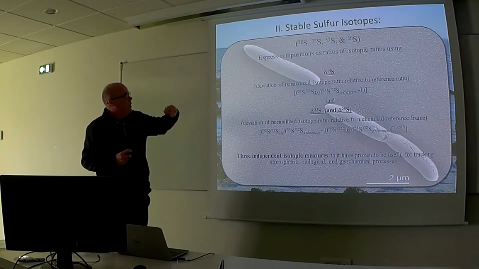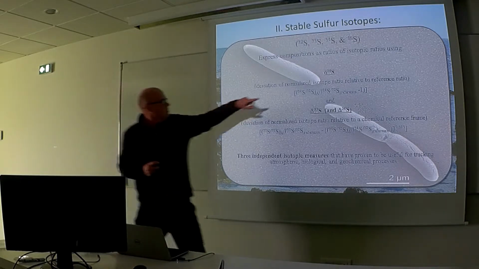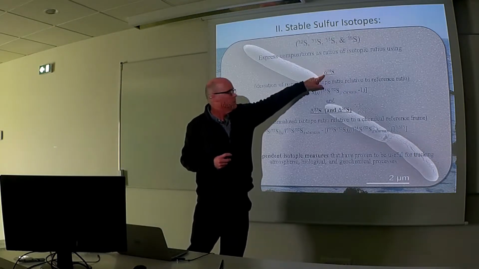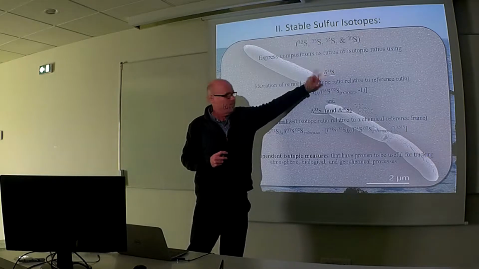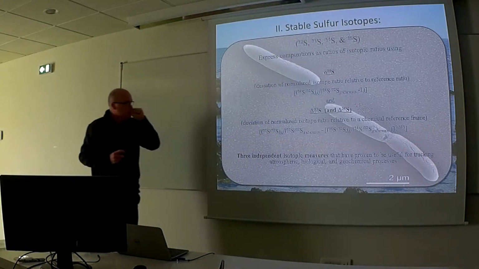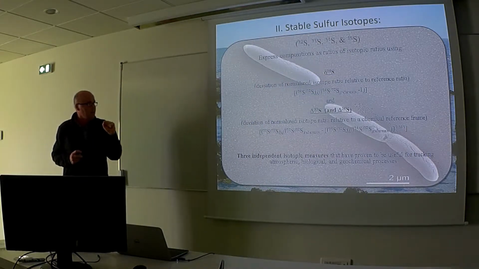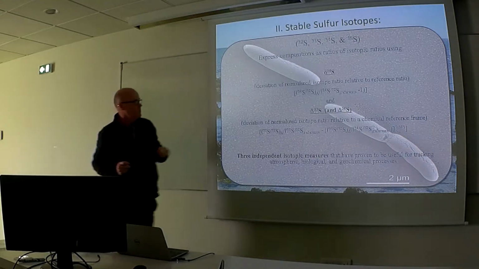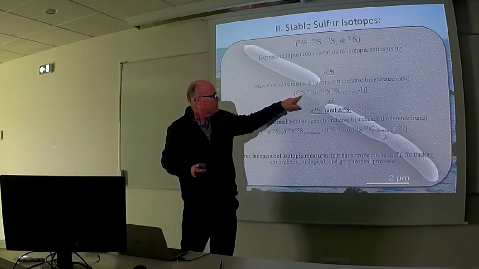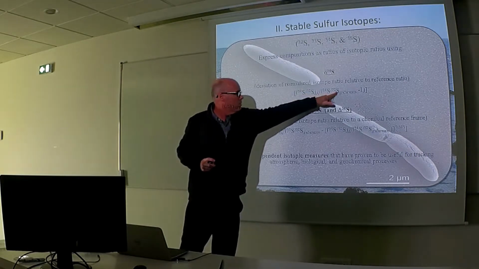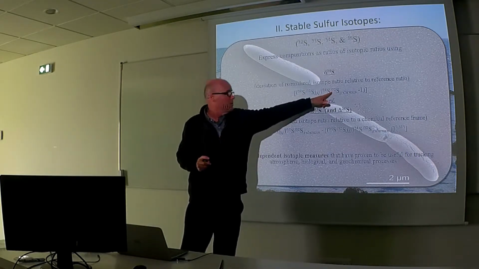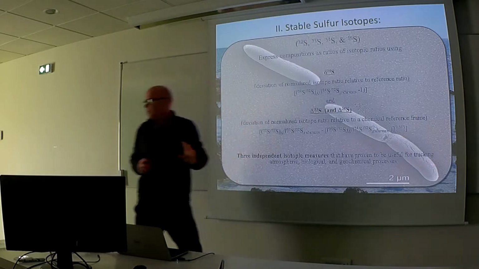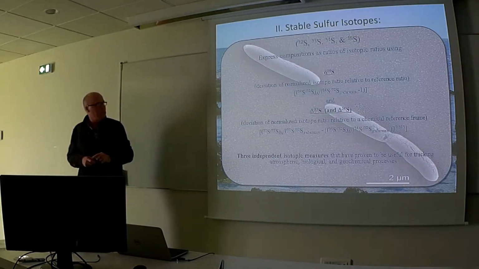The isotopic compositions are generally given using this delta notation, and I'll use that a lot. Basically, that notation is really just the deviation in the proportion, say, of 34 to 32 in some sample relative to a reference material, and then it's expressed in parts per thousand. The minus 1 is the deviation.